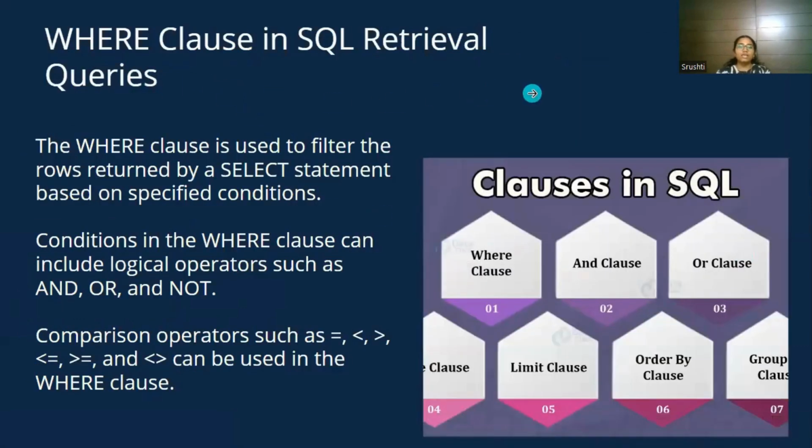Now let's learn the where clause in SQL retrieval queries. The where clause is used to filter the rows returned by the select statement based on a specified condition. In the where clause, logical operators such as AND, OR, and NOT, and comparison operators such as equal to, less than, greater than, less than or equal to, greater than or equal to, and not equal to can be used.